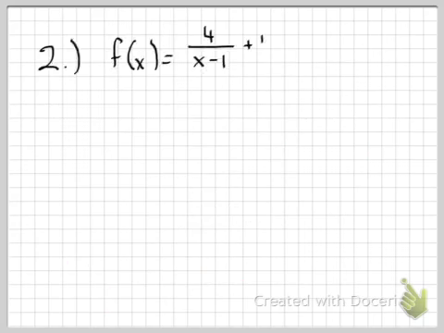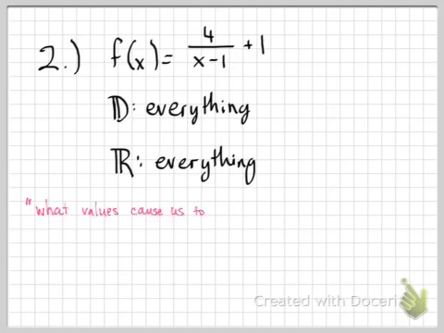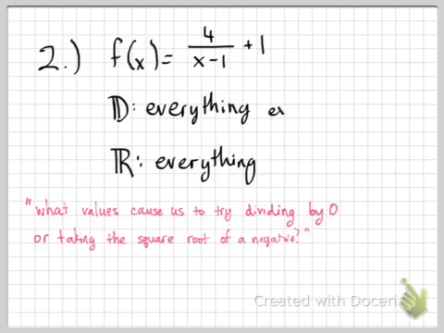So let's take a look at f of x equals 4 divided by x minus 1 plus 1. Now, to figure out the domain and range, start by assuming that the domain can be everything and that the range can be everything. Now we need to ask ourselves a question. We need to say self, what values cause us to try dividing by 0 or taking the square root of a negative? This is the most straightforward way to figure out your domain, because these are the only two problems we tend to run into in high school Algebra 2 with all of our real numbers.